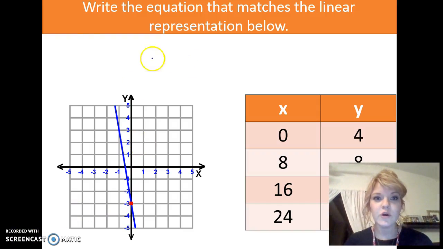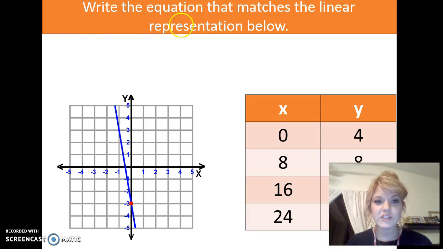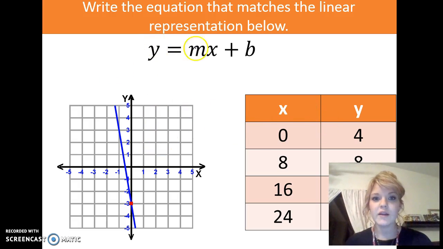All right, here we go. You are going to be writing equations for either graphs, tables, or between 2 points. Let's start with the level 2s. No matter what, my equation always has to be in this form, y equals mx plus b.